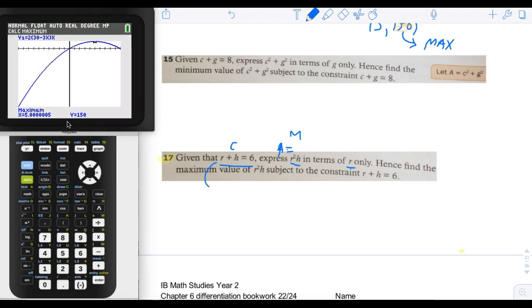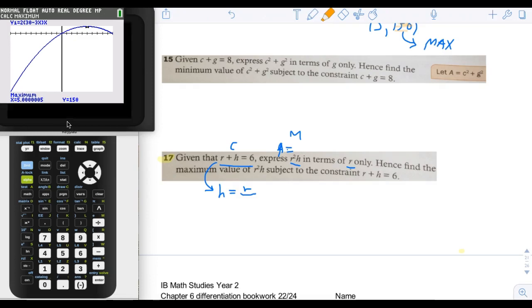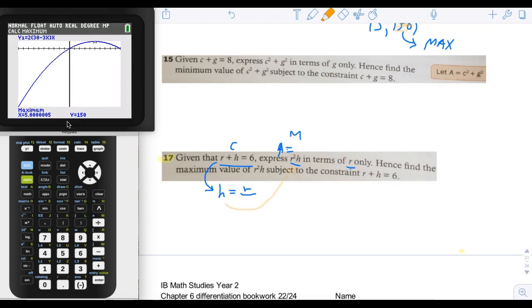So the constraint equation, what we need to do is reduce it to this form: H equals something with R in it. Okay, then we can put that in to here, and that would get rid of all the H's, and that's what we want. Just put it in terms of R. Okay, so let's take R plus H equals 6 and change it into H equals something. First thing we're going to do is subtract R from both sides, and that gives us H equals 6 minus R.